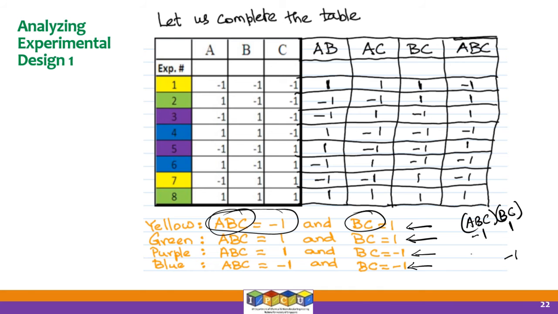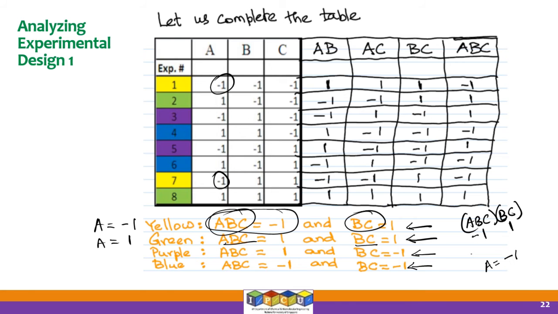ABC multiplied by BC is going to give you A, B squared, C squared. Since B squared and C squared are both equal to 1, ABC multiplied by BC will be equal to A. So when A is equal to -1, you're going to get yellow, right? Again, ABC multiplied by BC will give you A. For the green case, ABC is 1 and BC is equal to 1, so A will be 1 multiplied by 1, which is going to be +1. So A equal to +1 gets assigned to green.